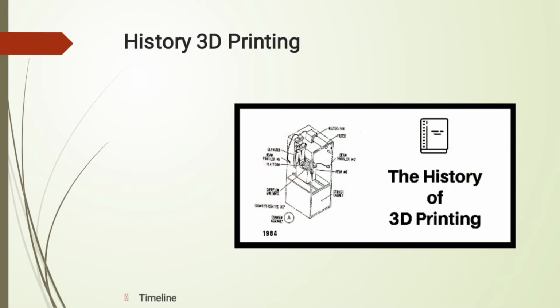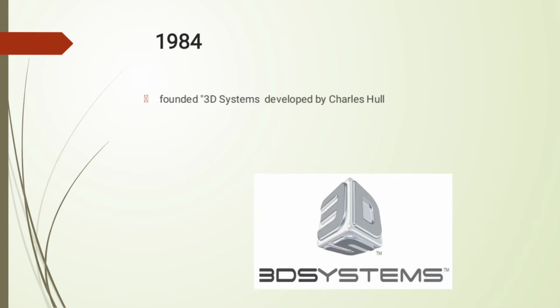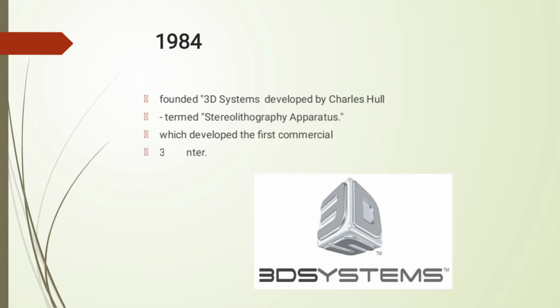History of 3D printing. Timeline. History basically of 3D printing started from 1984 to 2011. 1984. Founded 3D Systems, developed by Charles Hull, termed stereolithography apparatus, which developed the first commercial 3D printer.